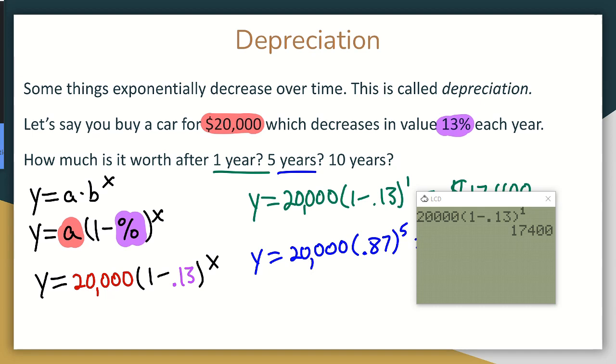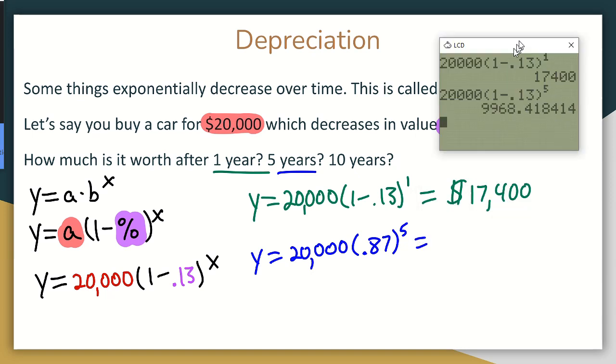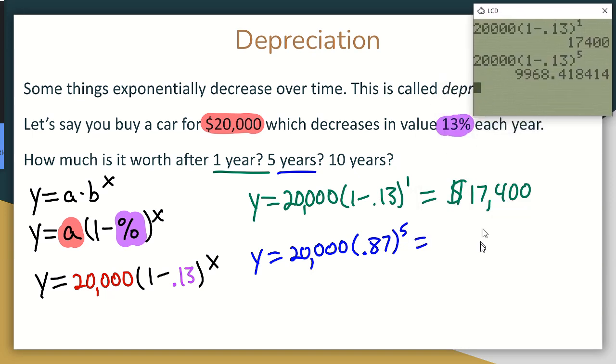So now I'm going to do a little trick. I'm going to go up here and grab this and press enter, and that'll copy and paste it, and go in here and just change this to a 5. On the TI-84s, you can always do that. It's a pretty handy little trick. And so that will come out to be, wow, really close to $10,000. I'm going to put an estimate in here, and it's about $9,968.42.